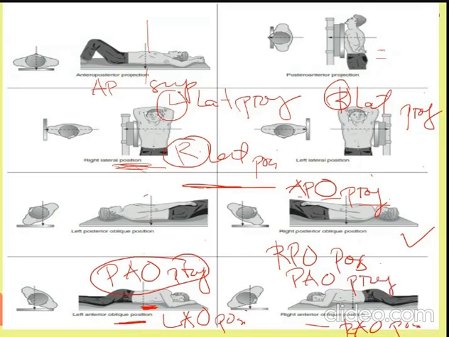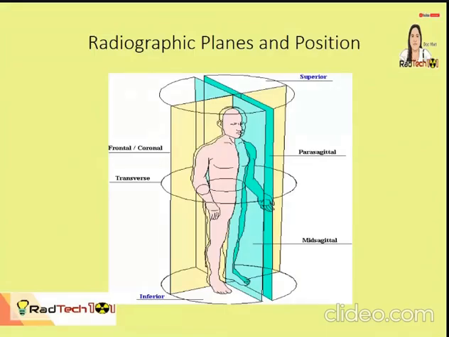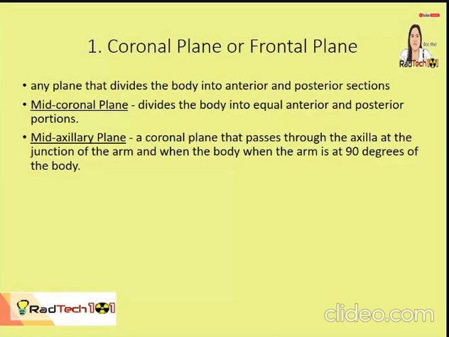So very good. I hope you are familiar with those terms. So let us proceed. Next we will discuss the different radiographic planes and positions. Again, this is just review. We have different planes: frontal or coronal, transverse, sagittal. First we will discuss the coronal plane or the frontal plane.